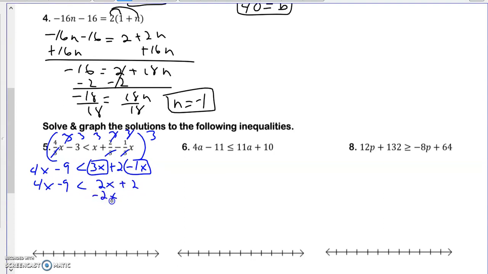Then I'm going to subtract the 2x because it's the smaller variable. And I get 2x minus 9 is less than 2. Then I'm going to add 9 to both sides.